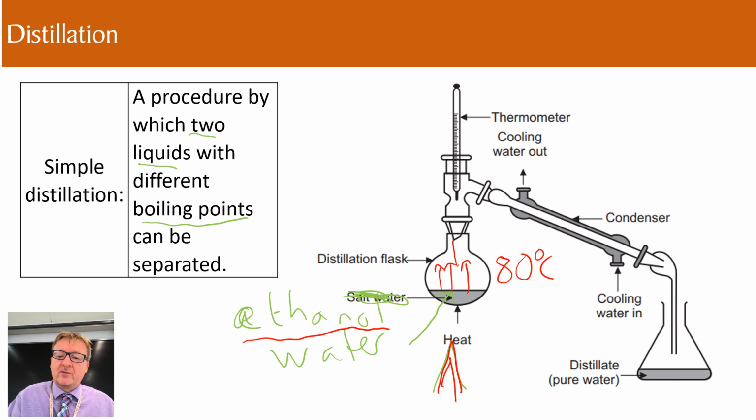That vapour of ethanol then goes up into here, and it goes down this tube, and it goes into here, which is called a condenser. What a condenser does is it cools down the vapour in the middle, because all the way around the outside it's got nice cold water. Then the alcohol forms here as a liquid, and it drips out, which is called distillate.